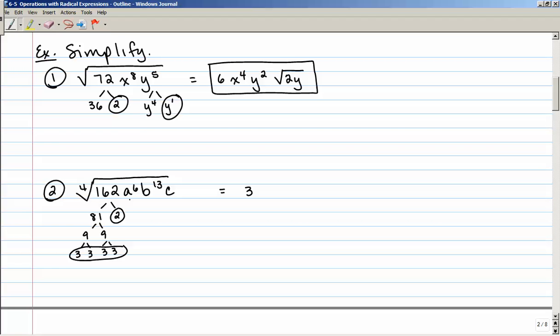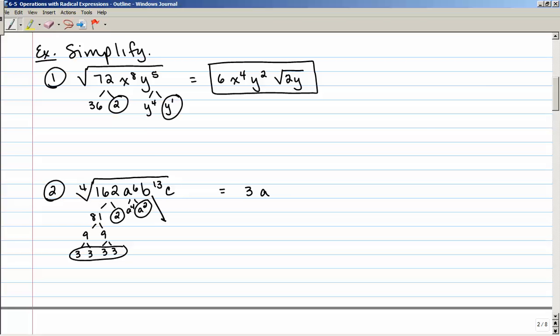A to the 6th. A to the 6th is the same as a to the 4th and an a squared. So this a to the 4th, I can take the 4th root of that, okay, which will give me an a out front, but then I can't take the 4th root of this, so that's going to have to stay put.